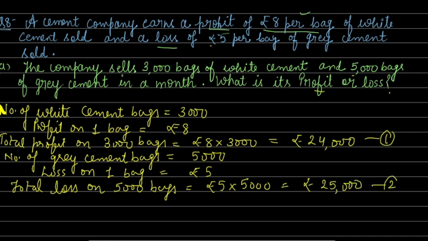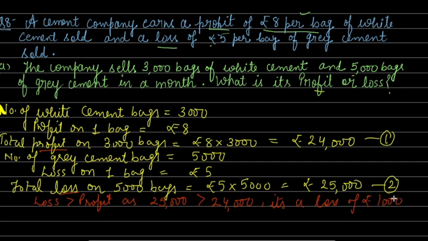25,000. Right? So this is loss and this is profit. Here it is coming loss and here you are getting total profit. And very clearly you can see that loss is greater than profit, as 25,000 is greater than 24,000. So the question was, what is its profit or loss? Hence it's a loss of rupees 1,000. We can take the difference, 25,000 minus 24,000, and you will get rupees 1,000.